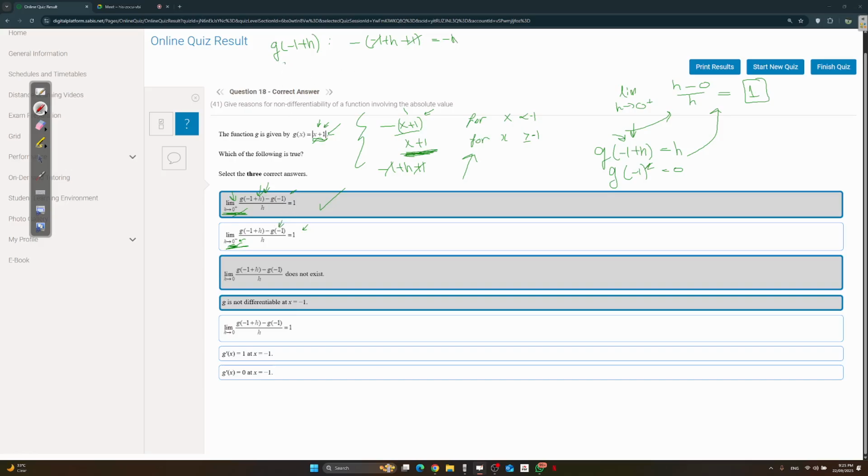Then g of -1. I told you, when you say f of 0, f of 2, g of -1, g of -2, it doesn't matter which, it doesn't change. It's always the same value. It's always in the same function. Where's the g of -1? It's in the second one.